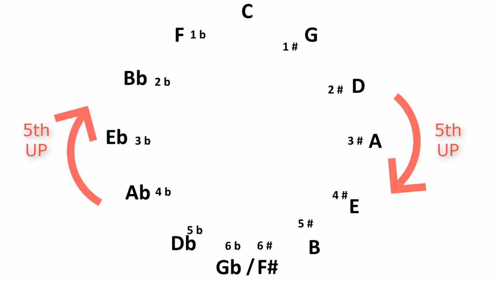So one step clockwise means a fifth up, one step counterclockwise means a fifth down. And that's the reason why we call this circle the circle of fifths, sometimes also called the cycle of fifths. Now, if you remember well, in the lessons about intervals, you learned that a fifth down is the same as a fourth up. So, when we turn counterclockwise, you can also say that we go a fourth up.